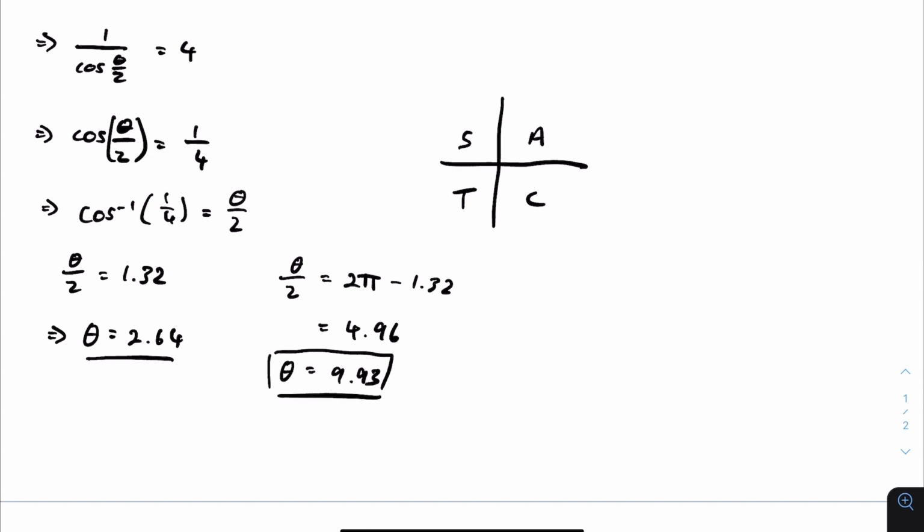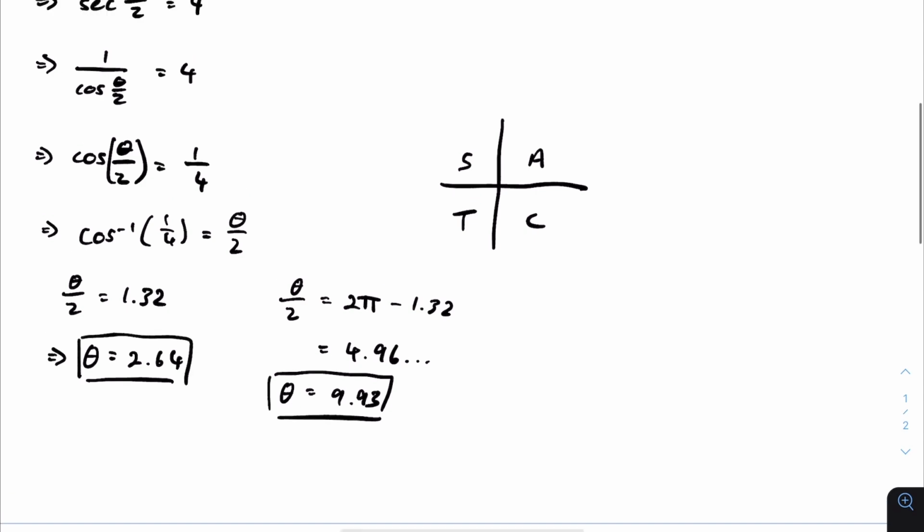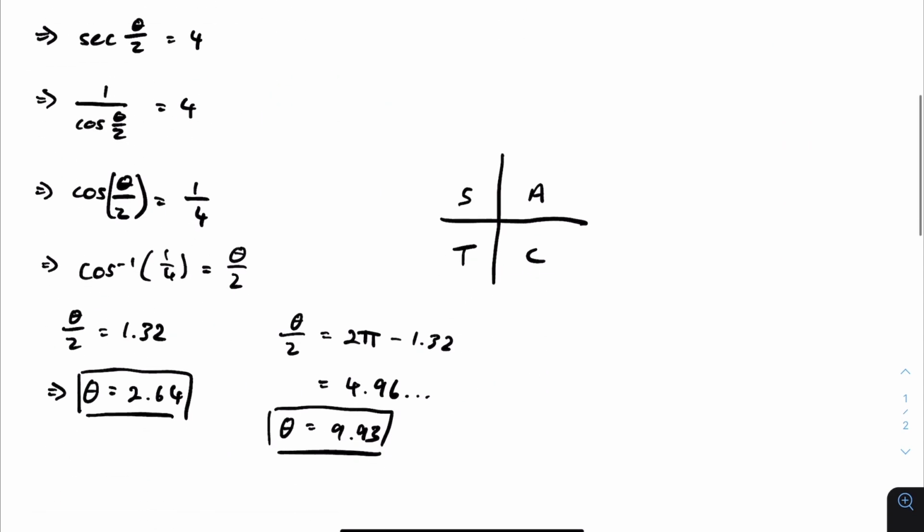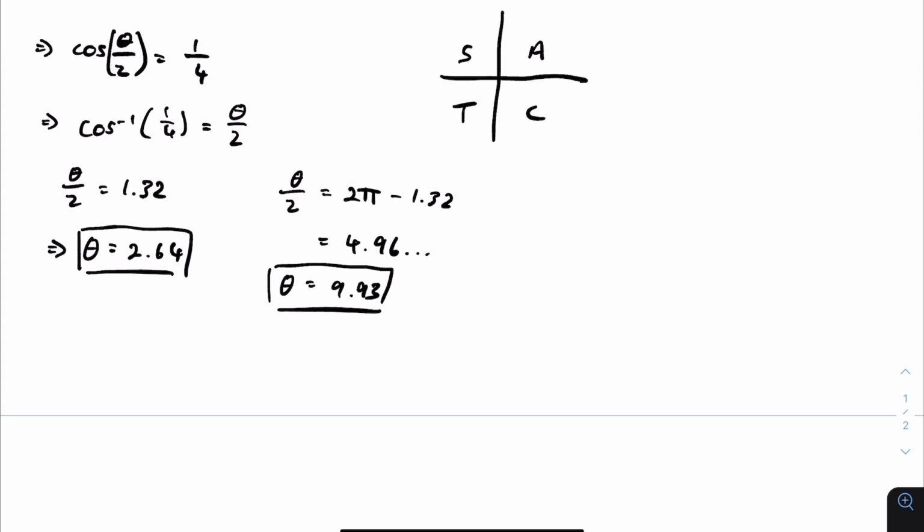Because it was not 4.96 exactly, that's why I rounded up one more. So we now have to also check that our range we're keeping within. So it's saying between 0 and 4 pi. And 4 pi, if we put into our calculator, is the same as 12.6.